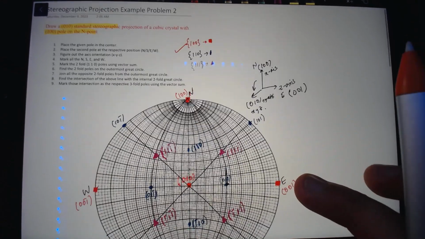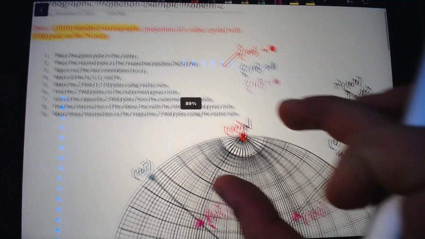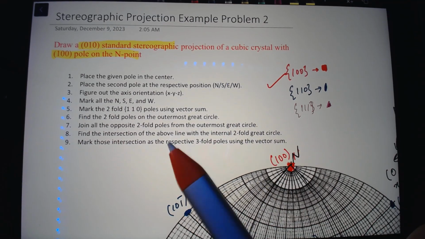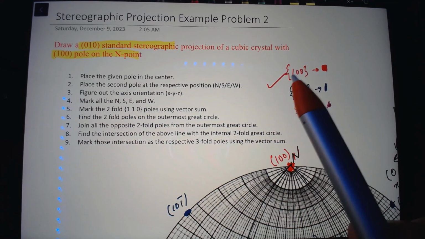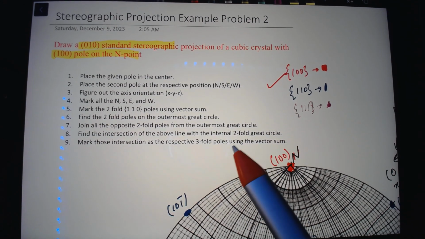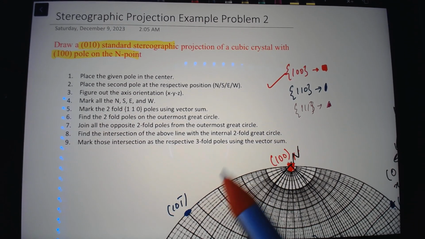So yeah, go ahead, maybe try this out again. Note these steps down in your cheat sheet so you can follow along. And then I'll do one more example problem after this, and then we can get into how to find angles, how to find traces, how to find zone axes, and how to mark other poles on the projection.